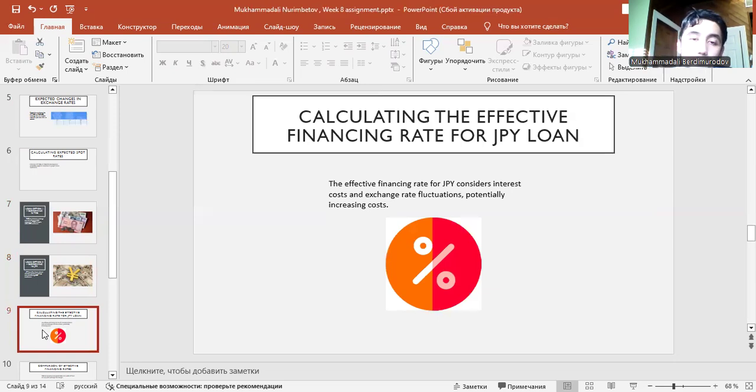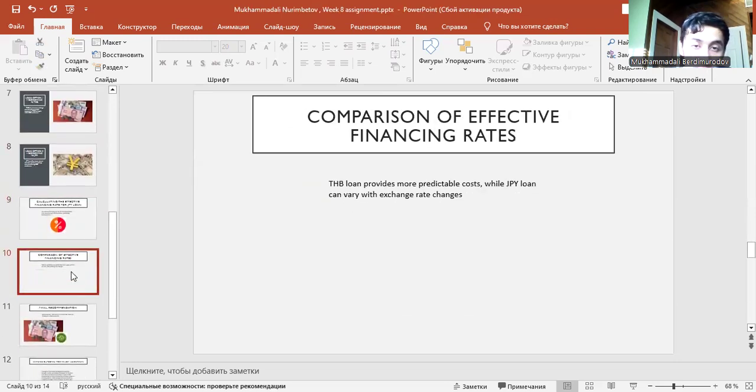I calculated the effective financing rate for the Japanese yen loan by factoring in interest costs and expected currency changes. Although the nominal interest rate is lower in Japan, exchange rate fluctuations could increase the effective cost, especially if the Thai baht depreciates.